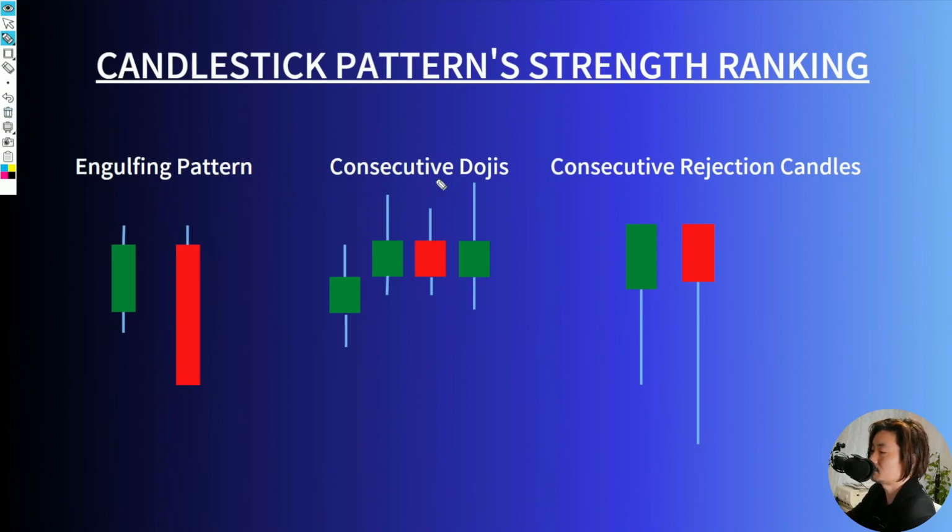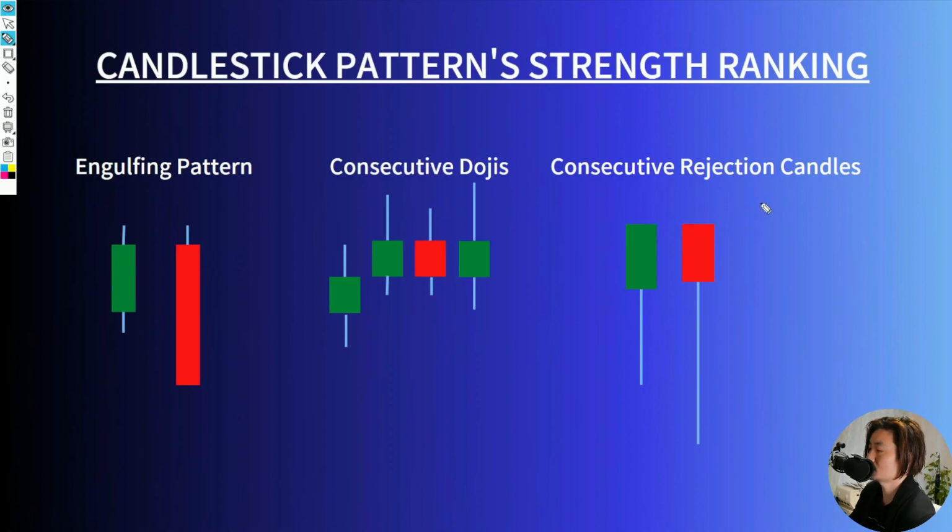Okay, so consecutive dojis are rather simple. What makes this a strong consecutive doji pattern is simply the number of dojis there are. But at the bare minimum, I will want about 3 dojis consecutively to at least make weak pressure for the next move. Okay, so that one was easy. Now let's go on to consecutive rejection candles.